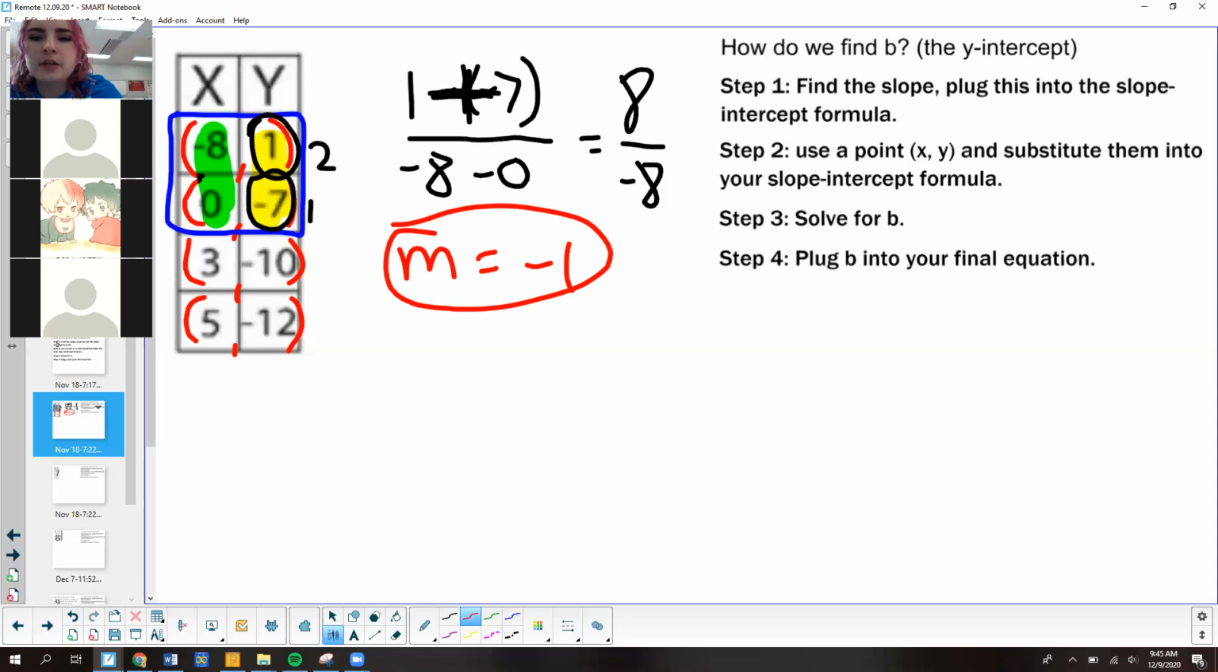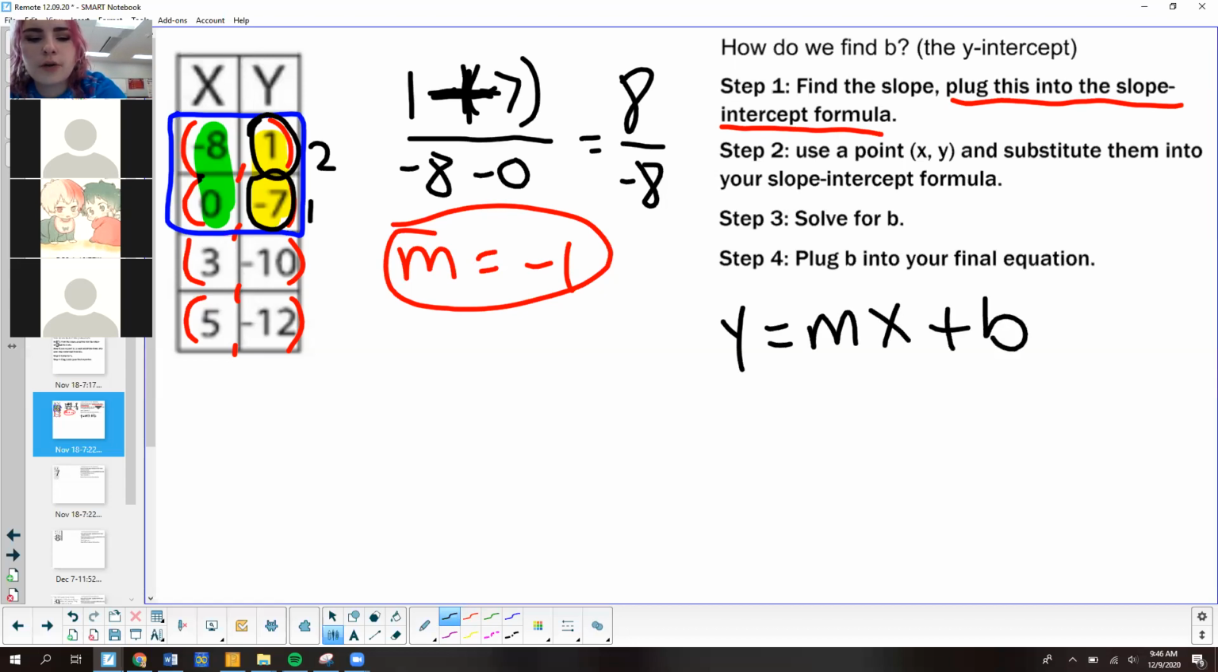So we're going to plug this into our slope-intercept formula. Remember, our slope-intercept formula is y equals mx plus b. But since we found our slope already, we're going to replace this m with what we found. So we found negative 1 is our slope. So next it says use a point in x comma y format and substitute them into your slope-intercept formula. So we want to find b by picking one of our points from the graph. So you could choose, there's 4 options.